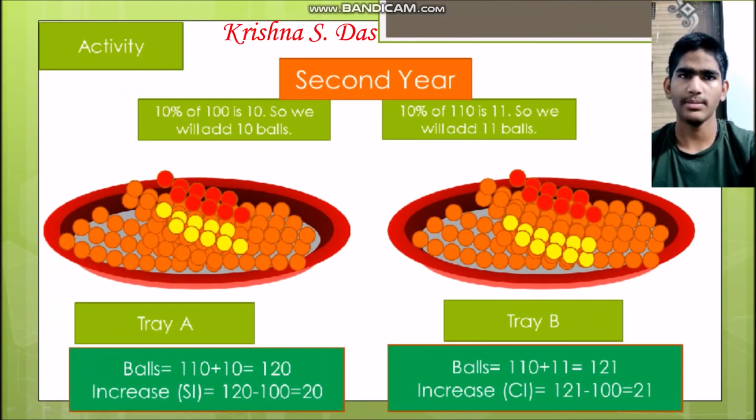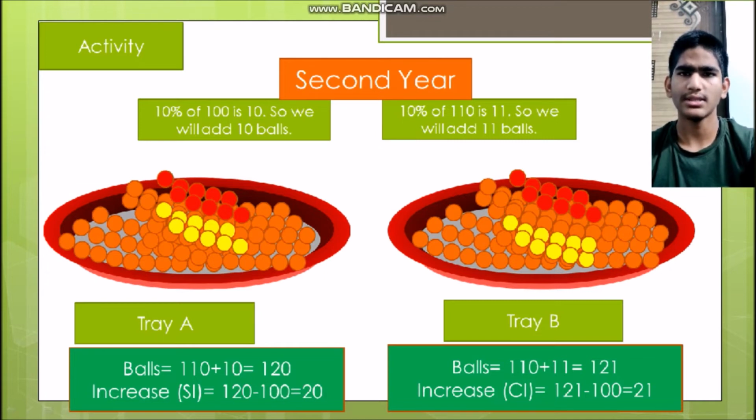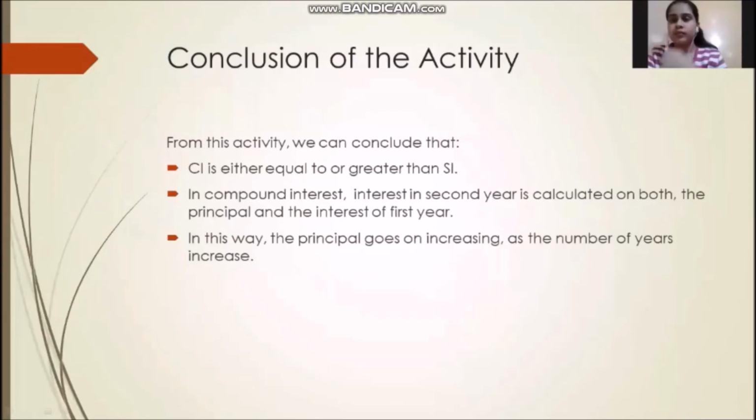Now in the first tray we will be adding 10% of 100, which is 10. Now there are 120 balls in tray A. In tray B we will be adding 10% of 110, that is 11. Now there are 121 balls in tray B. In the first tray, the increase in balls, that is the SI, is 20, and in the second tray the increase, that is CI, is 21. We can see that there is a difference of one ball in both trays. Now Mohal will be explaining the conclusion of the activity.